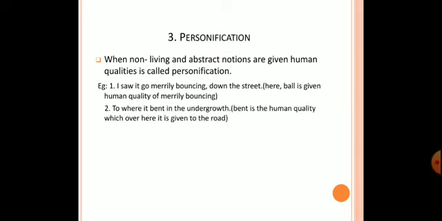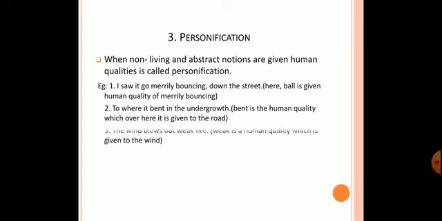The second example is: to where it bent in the undergrowth. Over here "bent" is a quality of human beings, and over here a road is being described. So the road is given the human quality of bending. If you have learned "The Road Not Taken" by Robert Frost, this example is taken from that poem, which is included in your 9th standard textbook.